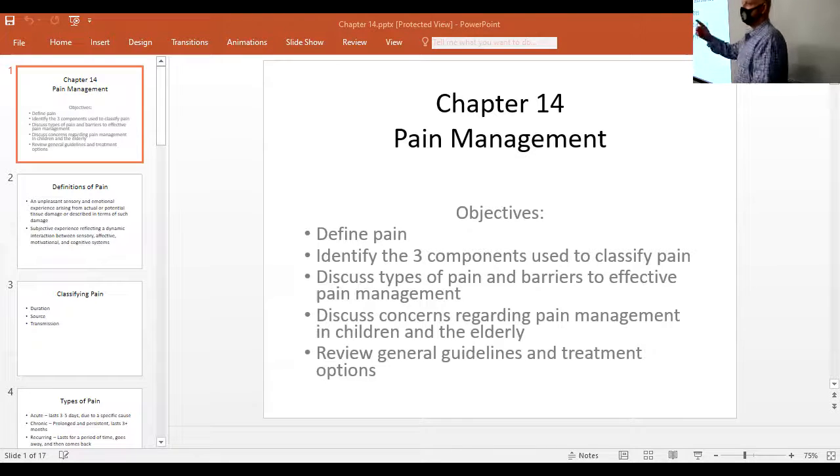High blood pressure in conjunction with diabetes, in conjunction with arthritis. It's multiple things together that make the treatment of pain more complex. That's the bottom line, because they've got multiple things going on.